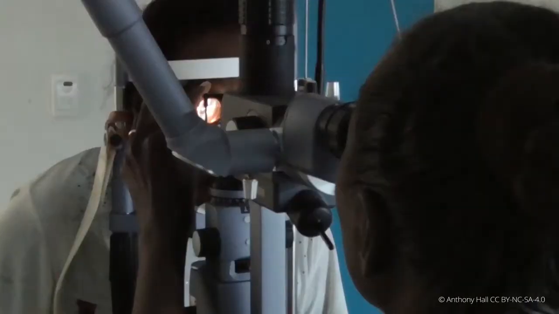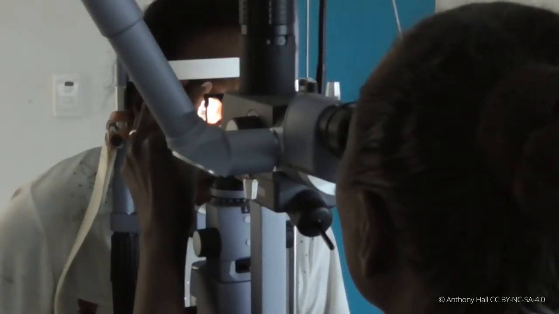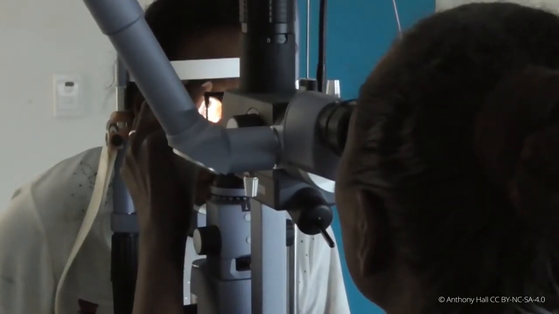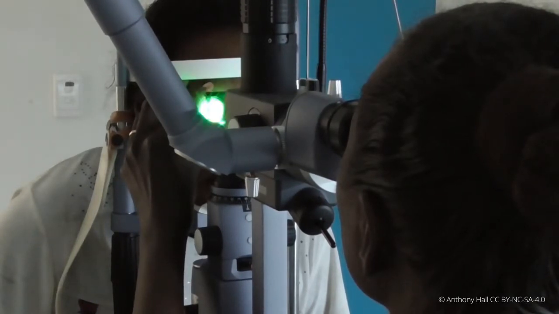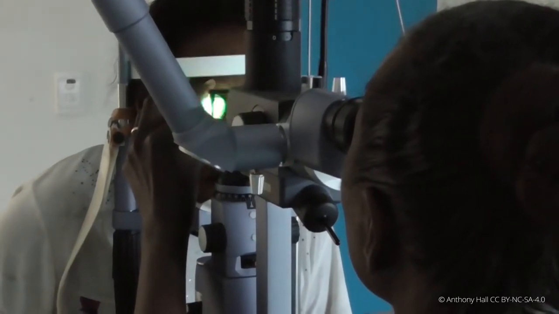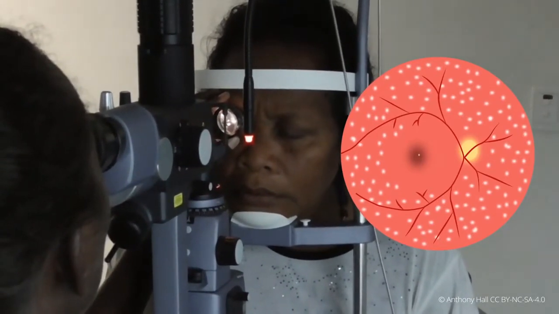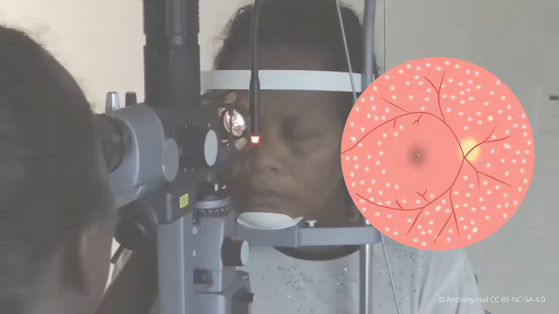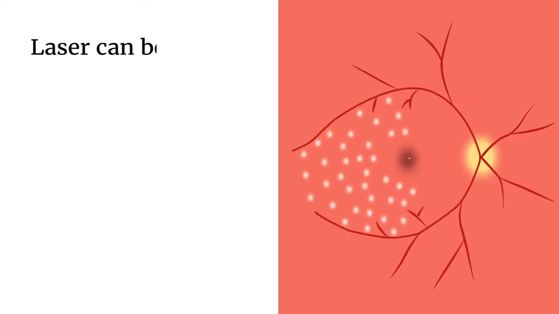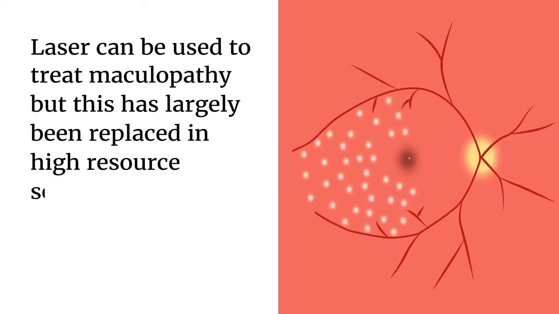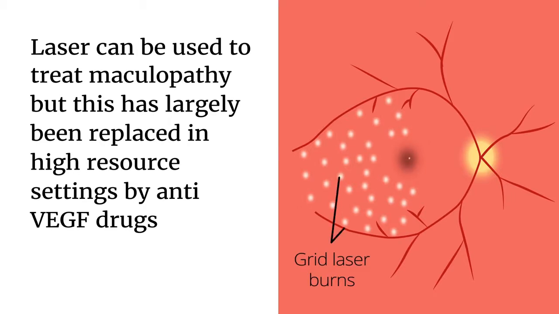Laser has a well-established role in treating diabetic eye disease. It's particularly effective in preventing blindness in proliferative diabetic retinopathy, using PRP. Over 3,000 laser burns are made to cover the peripheral retina, seal the leaking blood vessels, and stop new blood vessels from growing. Laser can be used to treat maculopathy, but this has now largely been replaced in high-resource settings by anti-VEGF drugs, which give superior visual outcomes.